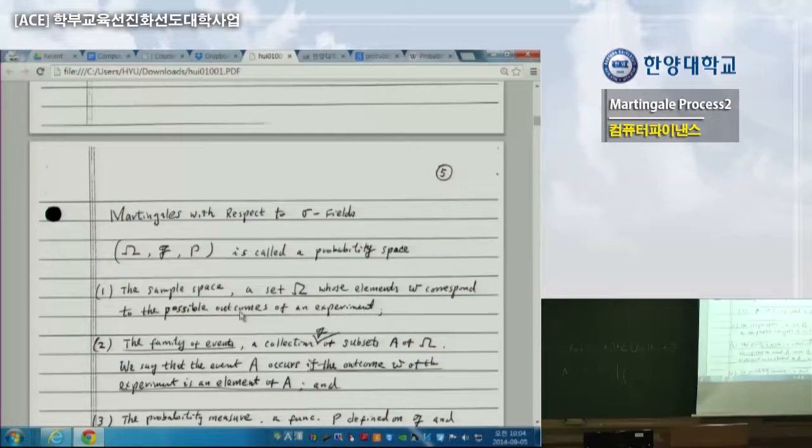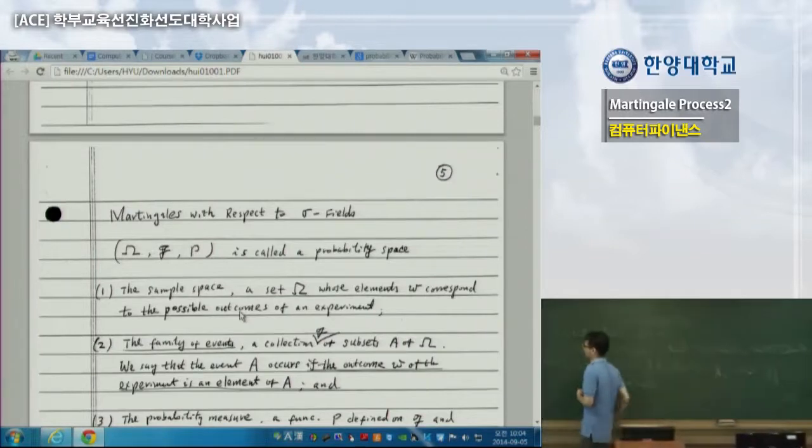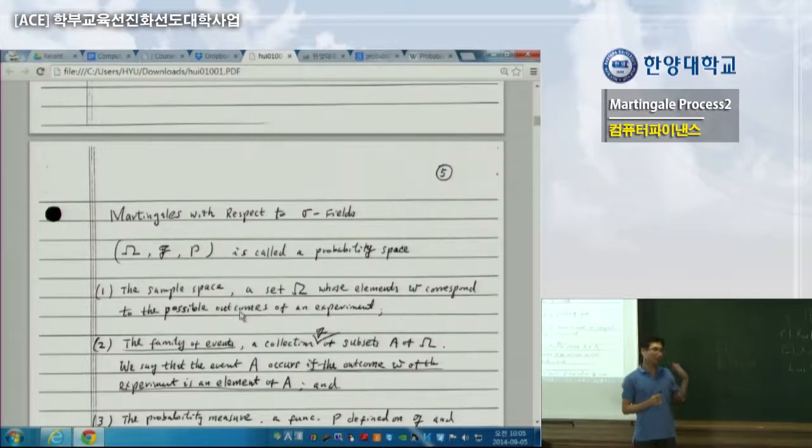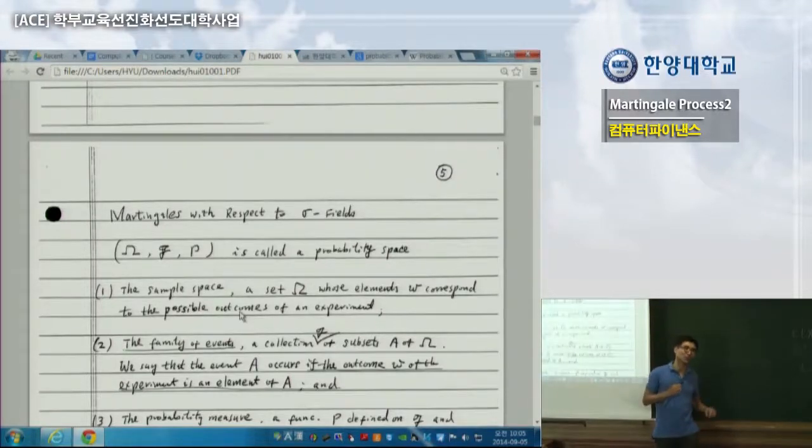Something you know. And another one: this omega is called the sample space. The sample space omega, whose elements, small omega, correspond to possible outcomes of an experiment. Let's go back to our dice example. When you roll a dice, what are the possible outcomes? 1, 2, 3, 4, 5, 6. That is omega. Very easy, right? So this is what we already learned. That's why P is the function from this sample space to a real number between 0 and 1.